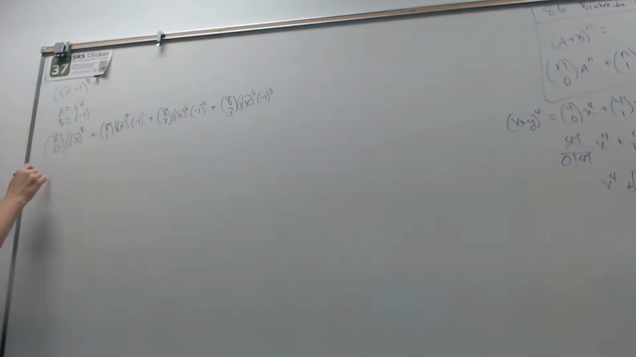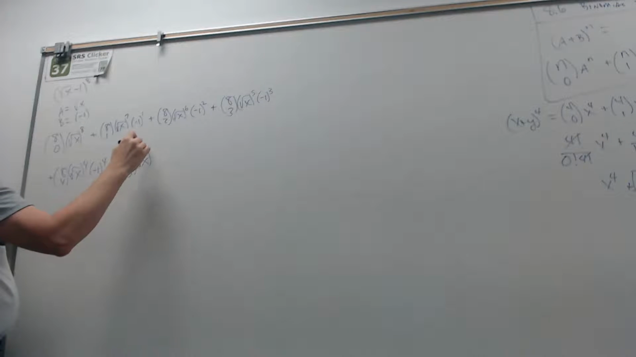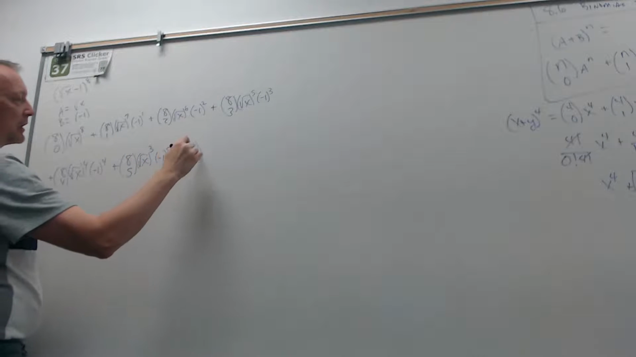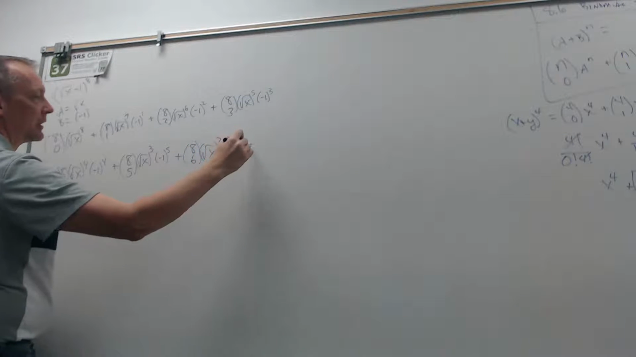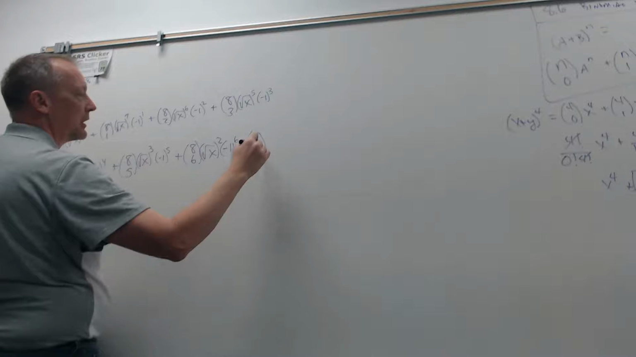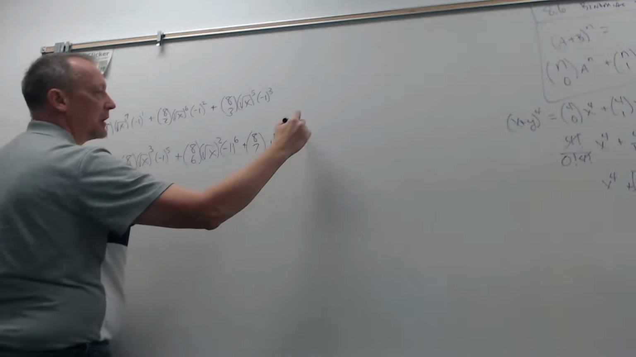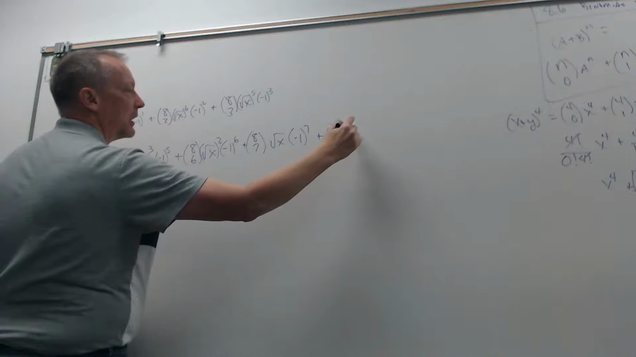And then 8 choose 4, square root of x to the 4th power, negative 1 to the 4th. 8 choose 5, square root of x to the 3rd power, negative 1 to the 5th. And then 8 choose 6, square root of x to the 2nd power, negative 1 to the 6th power. 8 choose 7, square root of x, and then negative 1 to the 7th. And then 8 choose 8 is negative 1 to the 8th power.